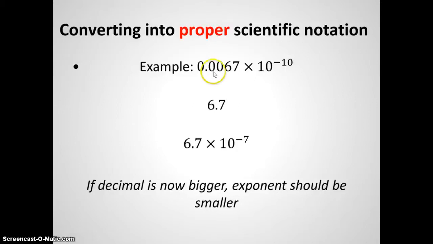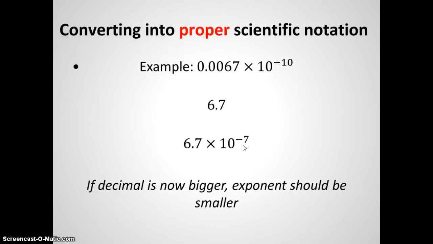So we actually need to move this decimal point right here between the 6 and the 7, so it can be 6.7. That's a number between 1 and 10. But when we move it, you see we have to move it 1, 2, 3 spaces to the right. So that means that here, if my decimal is now bigger, my exponent will be smaller. We're doing the opposite. So I will subtract 3 from 10, and I will get a -7. Or actually, you're kind of like adding because of the negative signs there.